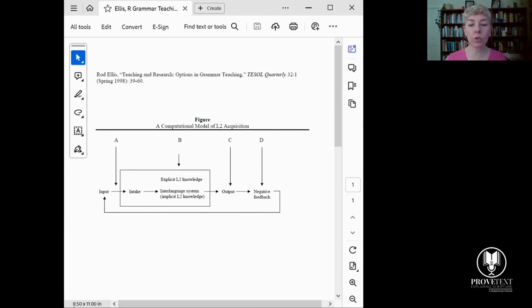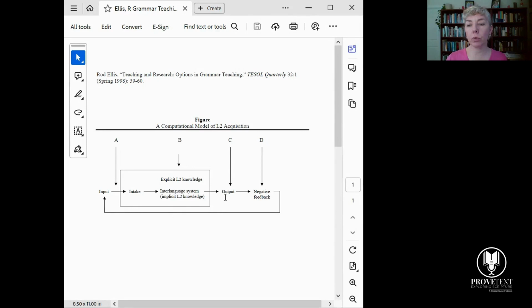And to do that, I'm again using this diagram from Rod Ellis, where the SLA process begins with input. The learner receives input, and as the learner derives intake, it goes into the learner's brain where we can't see what's going on, and they begin to accommodate and restructure their interlanguage system, or their understanding of the language, and they're starting to acquire the new language. Now notice inside this box, we cannot observe what's going on. The learner himself or herself cannot observe what is going on.